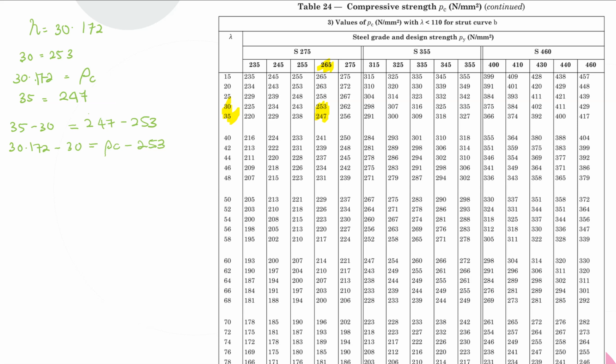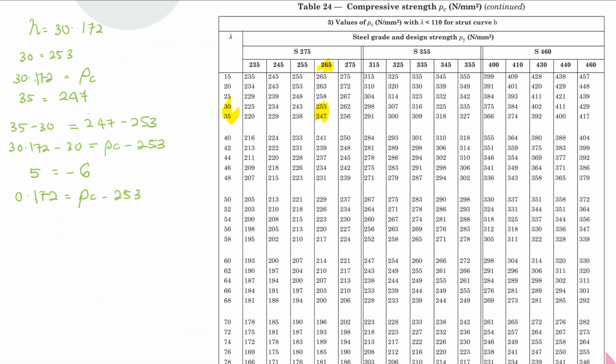Okay, we can just simply write it like this, and then we simplify it further. 5 equal to negative 6, okay, and 0.172 equal to PC minus 253.